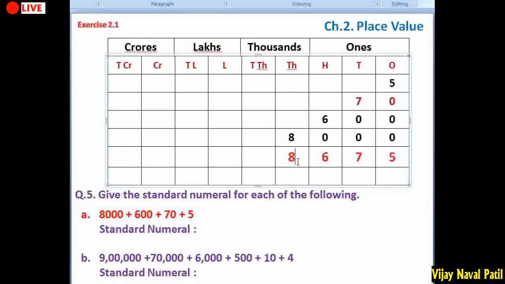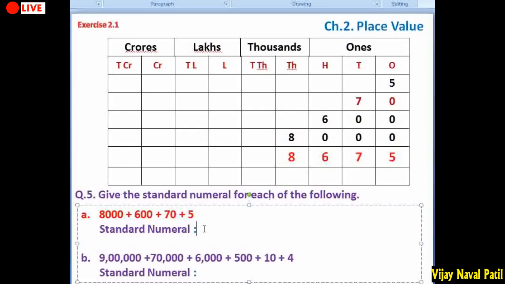Okay. So this is your answer, that is 8675, and this is called the standard numeral, that is 8675. So you have to put the commas as per the Indian system. From right to left you have to put the commas. Okay. So this is known as the standard numeral, and this is one example given. You have to write its standard numeral. Okay. Hope you understood that and you will write it.